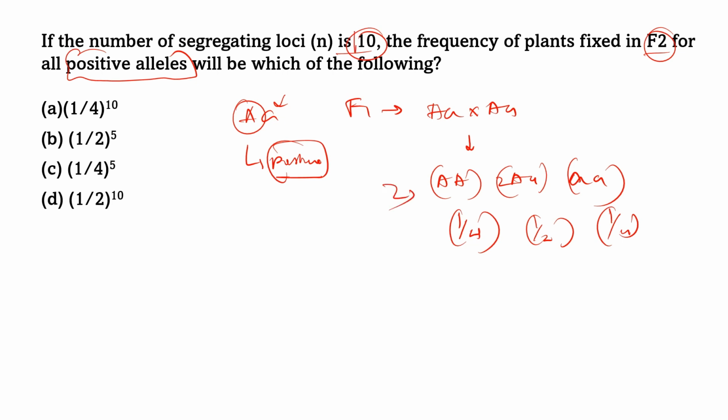Now we have to calculate for 10 genes. So it is simply 1 by 4 in whole to the power of 10. This will give us the frequency of plants with all positive alleles if there are 10 genes. So the answer would be 1 by 4 raised to the power of 10.